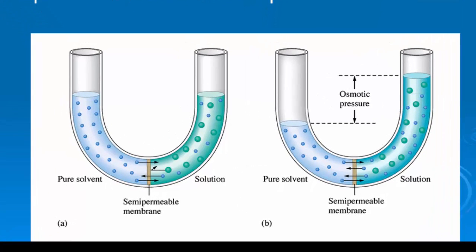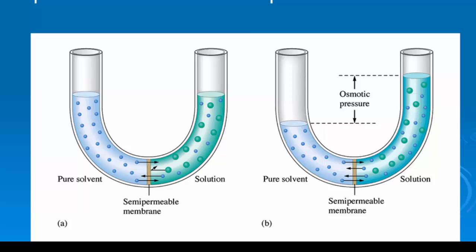On one side of this U tube, we have a pure solvent. On the other side, we have solution, and we have the semi-permeable membrane between them. Now, what's going to happen is that the solvent particles are going to go through the membrane, over towards the side that has the solute in it. The reason this happens is because the solvent particles are trying to equalize the concentrations. The concentrations on either side of the membrane are trying to be the same.